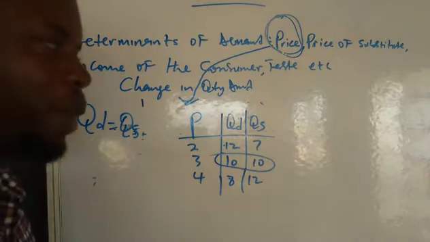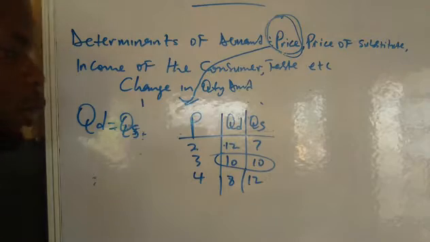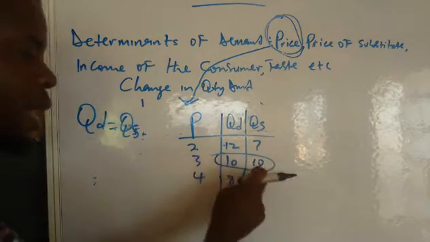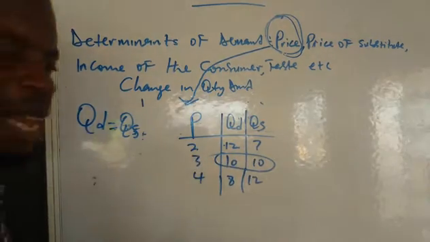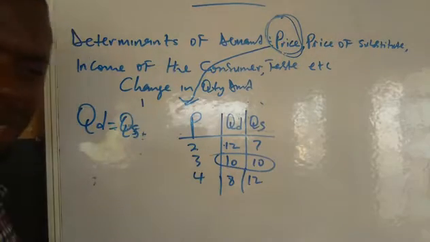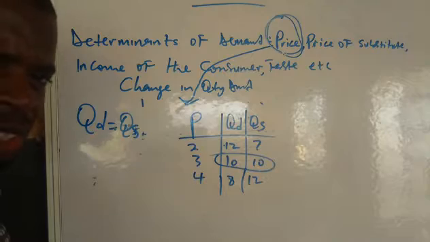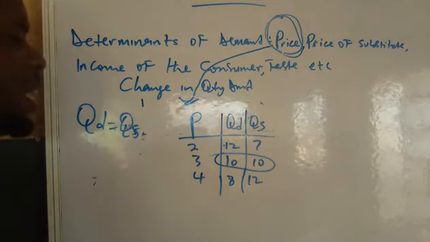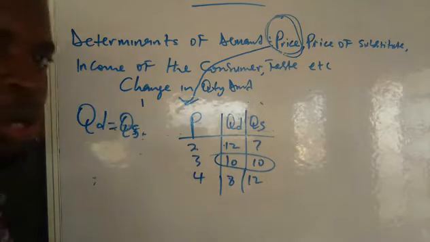And they can ask you what the price at equilibrium is. So you look for where quantity demanded equals quantity supplied, and 3 is the price. Then quantity demanded is 10. Quantity supplied is 10. Equilibrium quantity is what? 10. It's as simple as that. Do you understand? Okay?